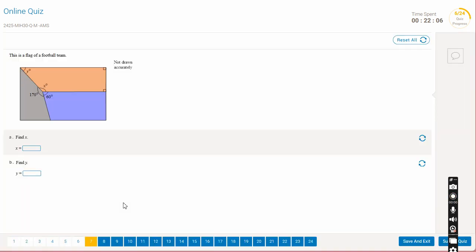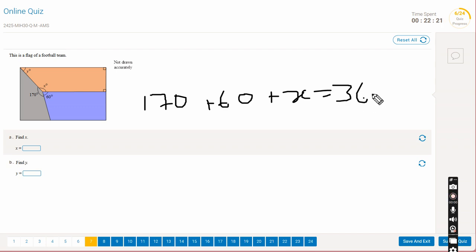The next one, x and y. Remember, this is a broken circle, but it still means 170 plus 60 plus x gives you 360. Now what are you going to do? You're going to add 170 plus 60 and subtract from 360, and you get 130. So x is 130. Sorry, let me correct that, 130 here again.